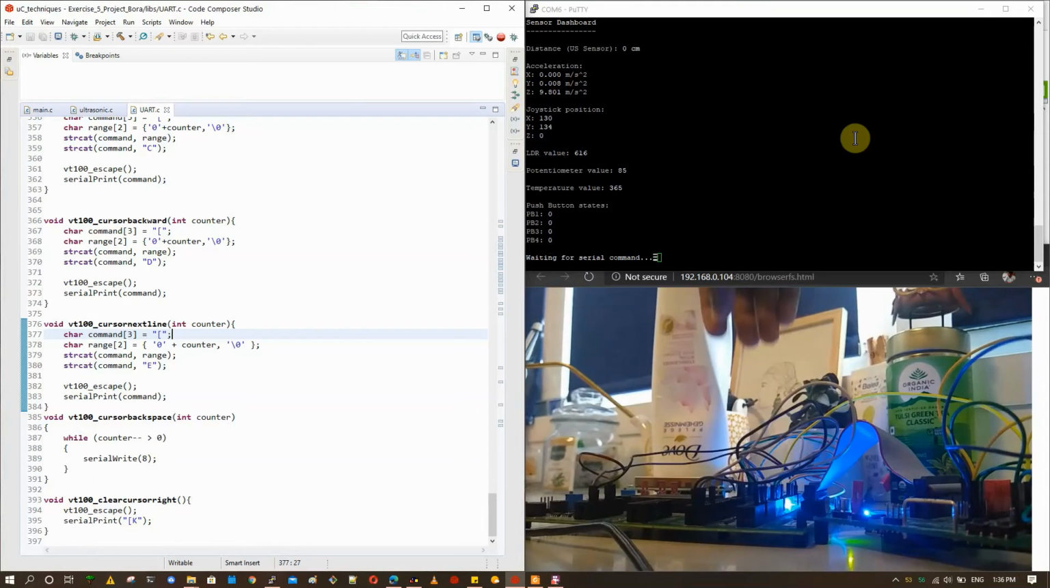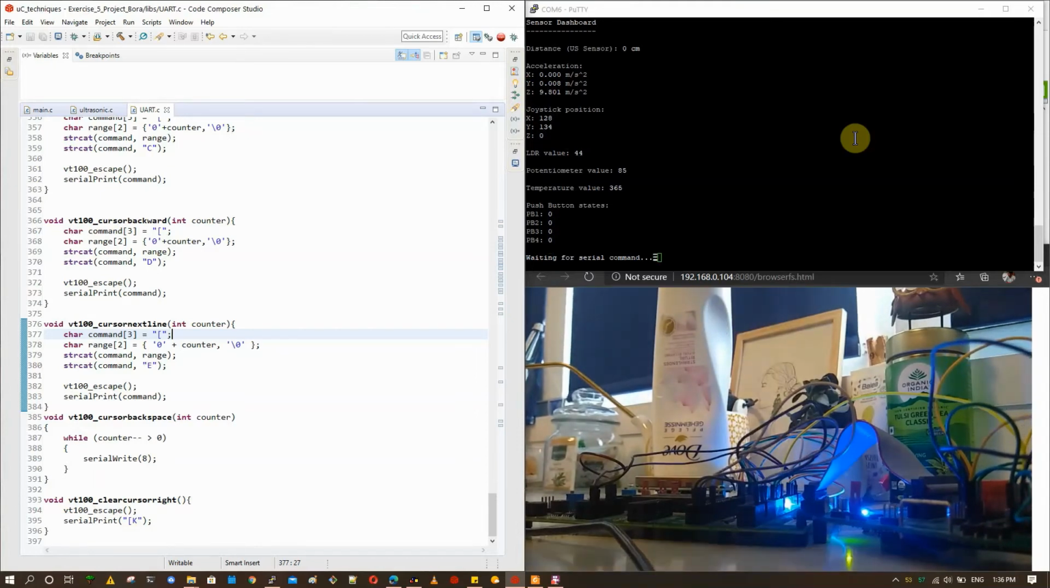Coming next to the LDR value, if we place our finger on top of the LDR, it should give a lesser value. As you can see, it drops suddenly.